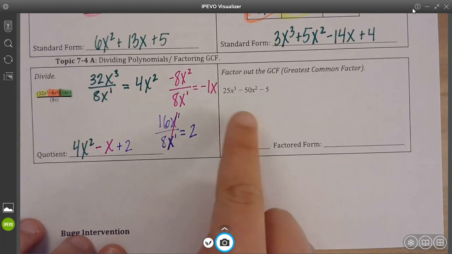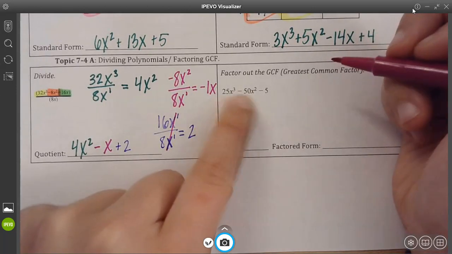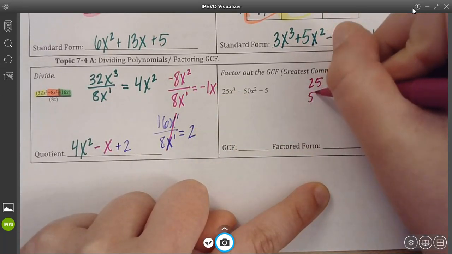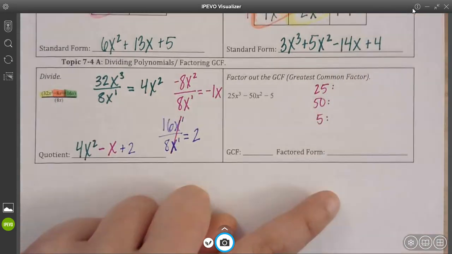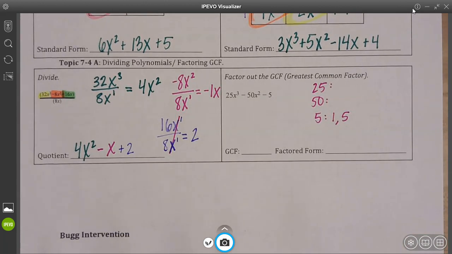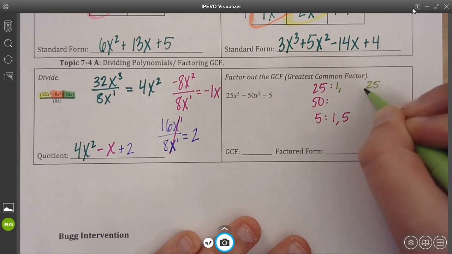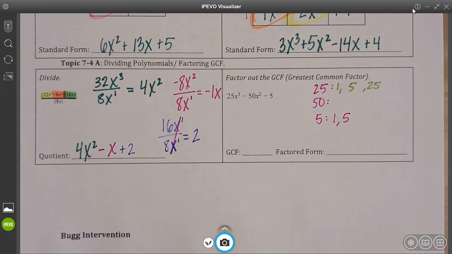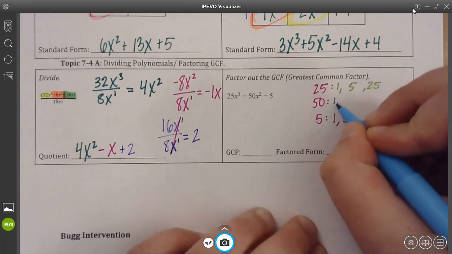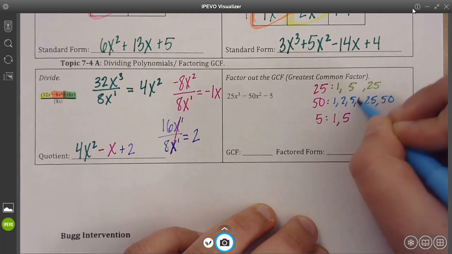We have to do the same thing in this problem right here, but we're not given the greatest common factor. So we need to find what all of my three terms have in common. So the first thing we want to do is think about our three numbers, 25, 50, and 5. And we can write a list of their factors. 5 is easy because the only factors of 5 are 1 and 5. Now, 25 and 50 have a little bit longer lists. Well, I guess 25 is 1 times 25, but also 5 times 5 is 25. And 50, you could have 1 times 50. You could have 2 times 25, or you can have 5 times 10.